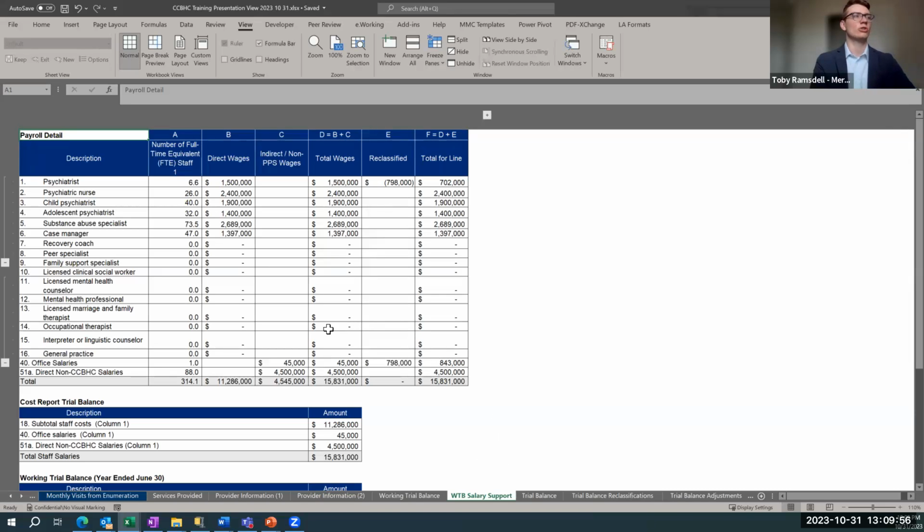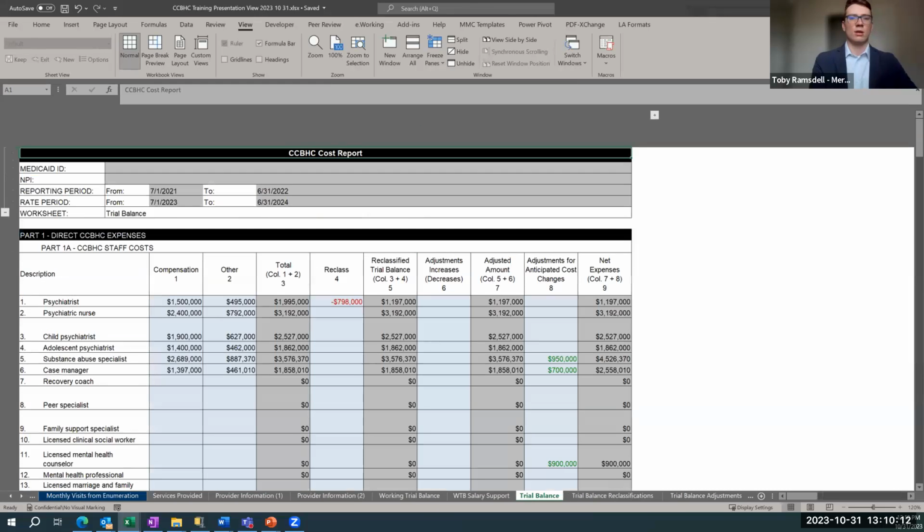All right, so let's trace this through to the trial balance. So using my working trial balance and the salary support schedule, I have everything I need to transcribe those costs from my financial reporting data into the trial balance. So at this point, let's walk.